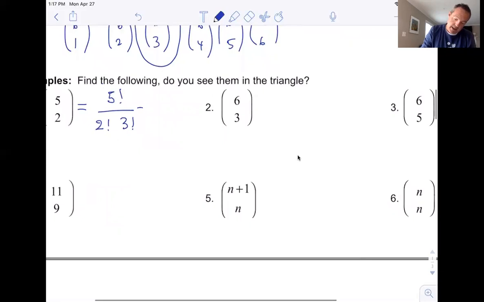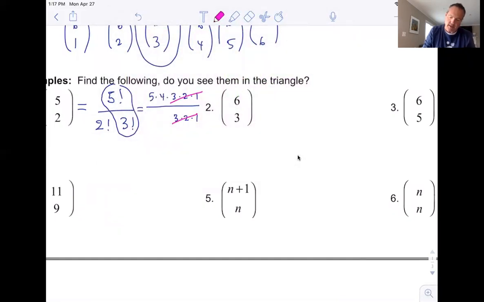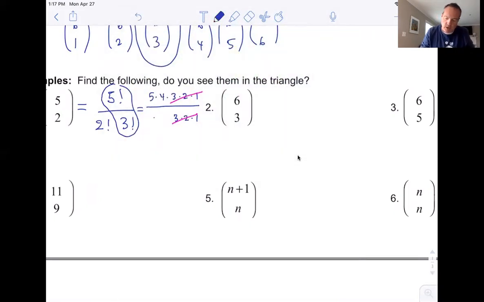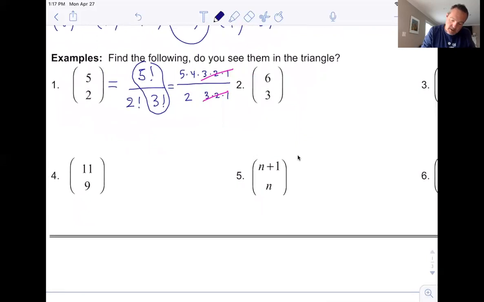So if you look at this, the top is 5, 4, 3, 2, 1. But that'll cancel with the 3 factorial, which is 3, 2, 1. So a lot of times you can skip that step. You're going to have all kinds of canceling. And don't forget 2 factorial, we haven't taken care of that. 2 factorial is just 2 times 1, which is 2. And if you look at this, the top is 20, the bottom is 2. This is 10. So 5 choose 2 is 10.